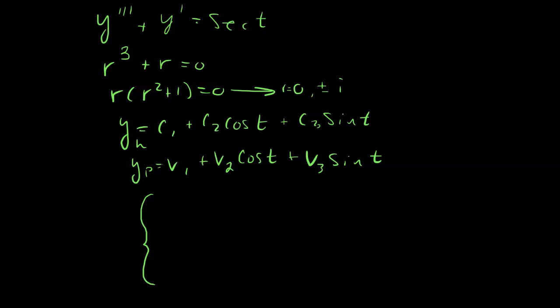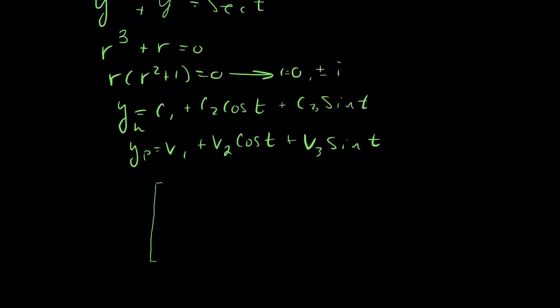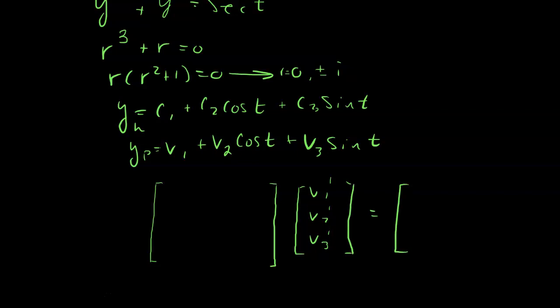Notice we would have 3 equations because we have 3 different unknown variables, v1, v2, and v3. Instead of writing it as a complicated system, I'm going to write it in matrix form. So this will be my matrix of coefficients. On the outside, the v1, v2, v3 will end up with a prime, so it will be a derivative. This will be equal to 0, 0, secant of t.